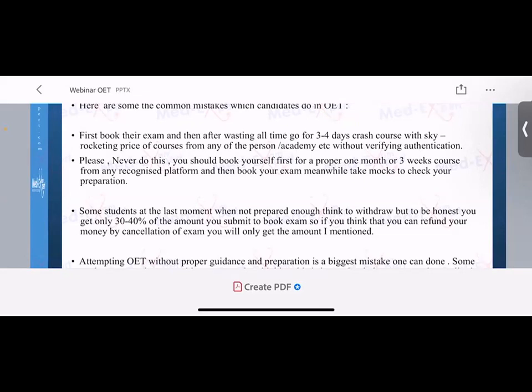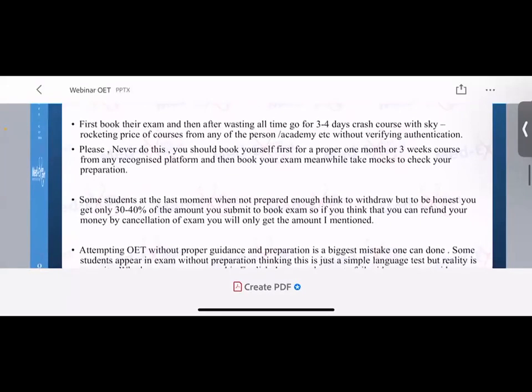So never do that. Always book your exam when you think that you are prepared enough. Not like this, that first you book your exam and then after wasting all the time you go for a crash course. It is not advisable. Other thing is, please never do this. You should first enroll yourself in a proper 1 month or 3 weeks course from a recognized platform, and then book your exam. Meanwhile, take mocks to check your preparation.